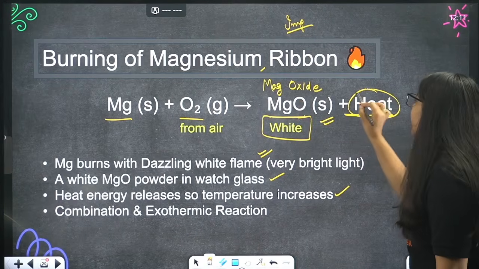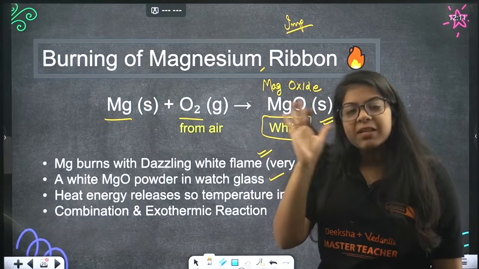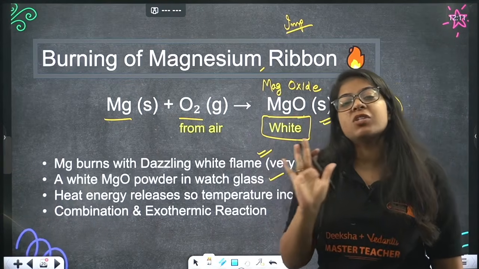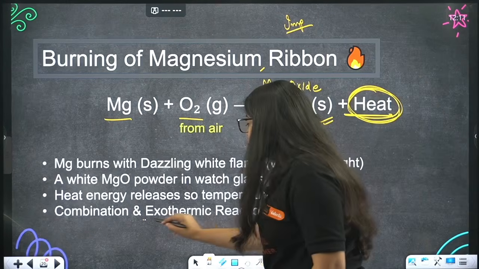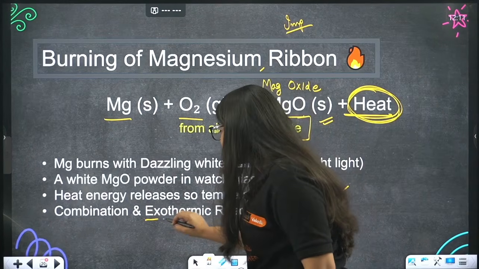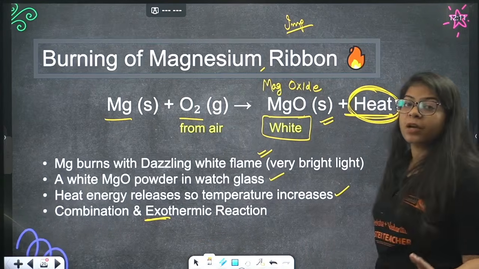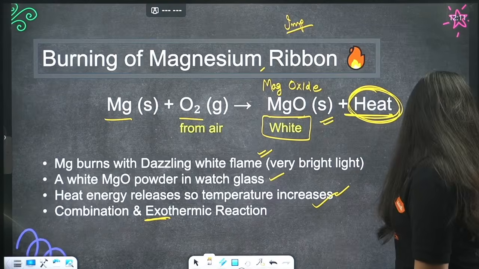Plus, in whichever reaction heat is releasing, heat is exiting, we will study about this properly, but in whichever reaction heat is exiting the system, that is called exothermic. Thermic is thermal, heat, right? And heat is exiting the system, that is called exothermic reaction. Okay, so this is the whole equation and its characteristics.